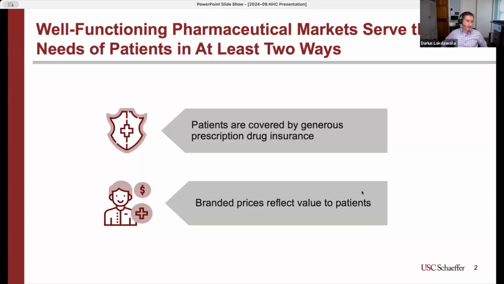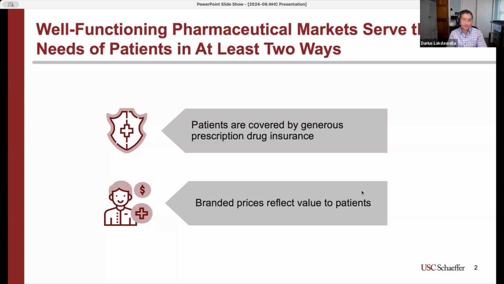Let me begin with a couple of observations about what we want to achieve. From an economic standpoint, markets that are functioning well, pharmaceutical markets that are functioning well, will benefit patients in at least two ways. One is straightforward to understand, which is that patients ought to be covered by generous prescription drug insurance. That's because risk is bad, and prescription drug insurance helps mitigate that risk. Now, I'm not suggesting that's the world we live in. I'm suggesting it's the world that we ought to live in. Those are the goals suggested by an analysis of the market. That's one aspect of a patient-centered and efficient market.